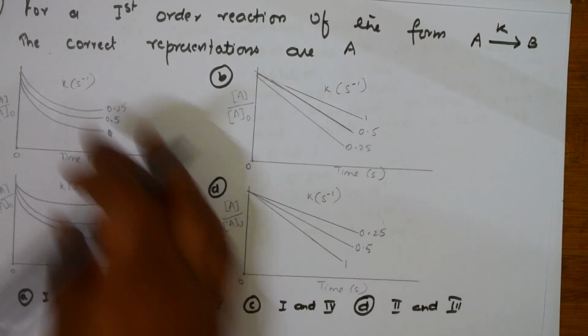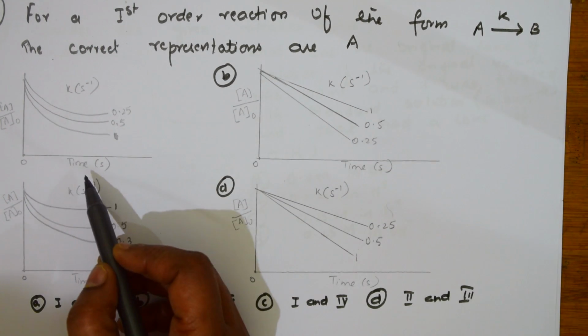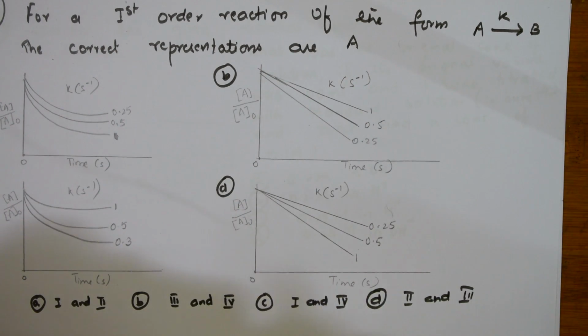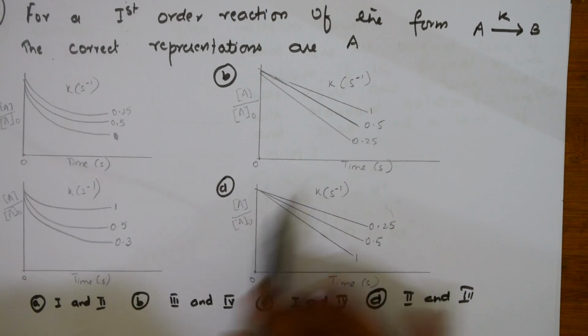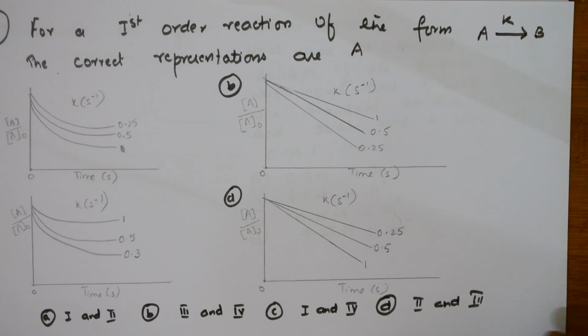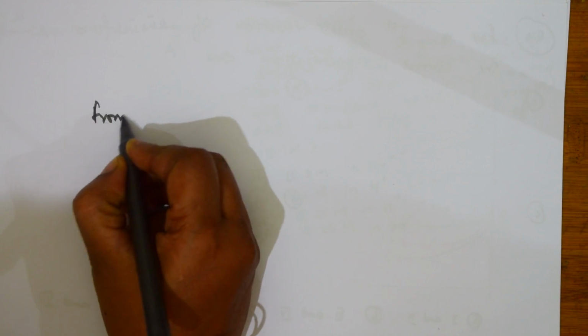So what should I do? They've given different graphs. First one, A by A naught versus time, they've given different concentrations. Here also they've taken A by A naught, the fraction of this versus time, they've given different constants. They're asking you which is right? So let us first solve it. I need to solve and then come back to the options. For solving this question, first of all, they have said first order kinetics.